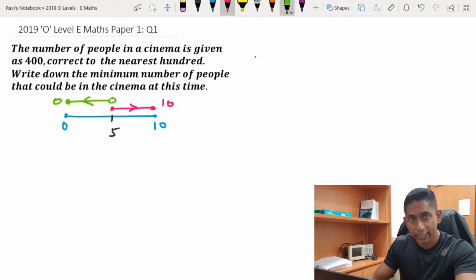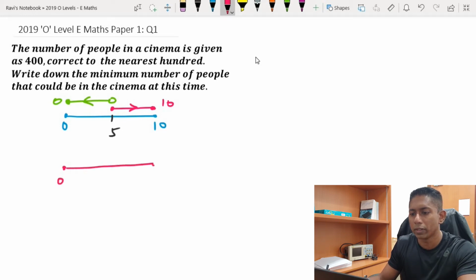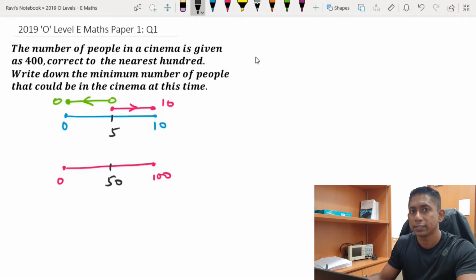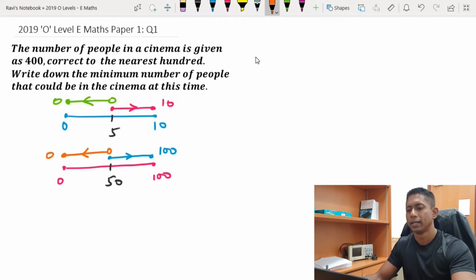Now if I were to extend this to the nearest 100, the same thing applies. I take 0 and go all the way to 100, and the midpoint would be 50, and if I say round off to the nearest 100, again the same thinking applies. Any number from 50 inclusive all the way to 100, the nearest 100 would be 100. Anything lesser than 50 all the way down to 0, I would round down to 0. Now with this understanding, I can now solve this question.